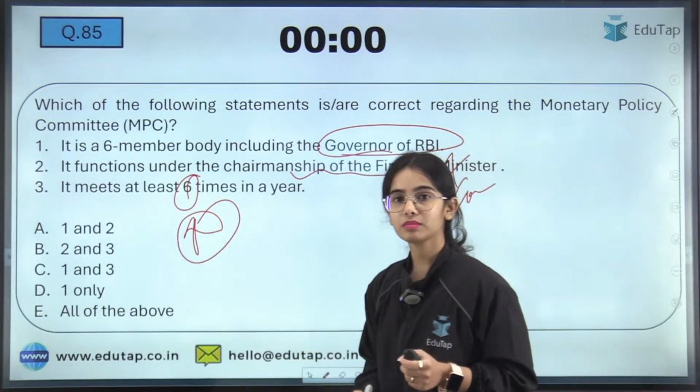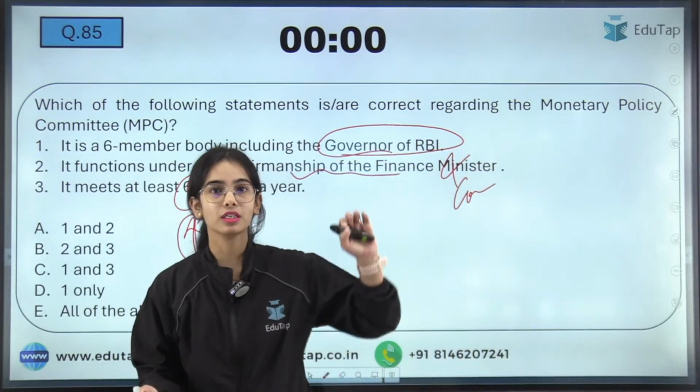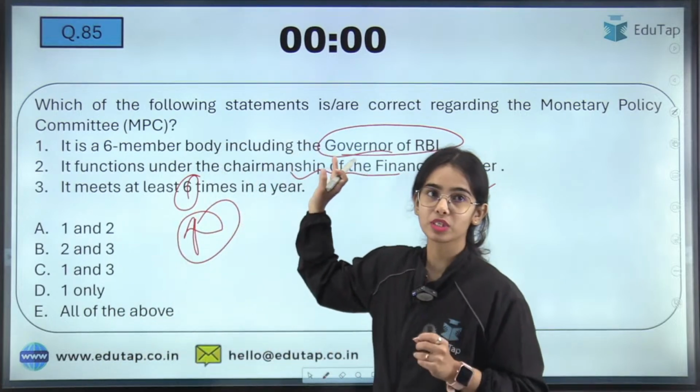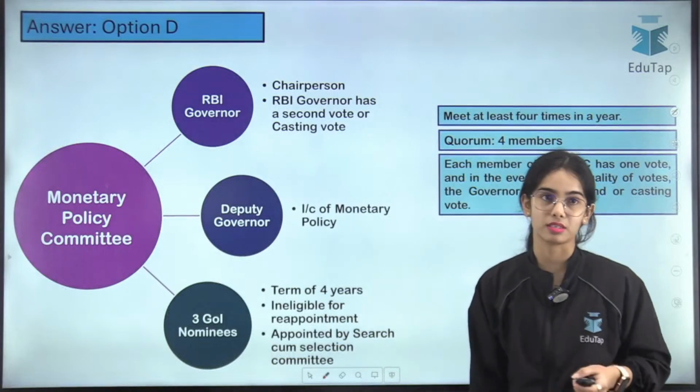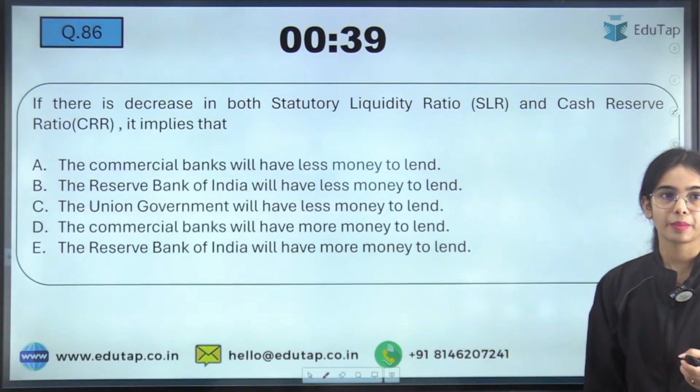So that is the idea. Here only the first statement was correct, all the others are incorrect. The second and third are incorrect. That's why 1 only is the answer. Yes. Coming to the next question.